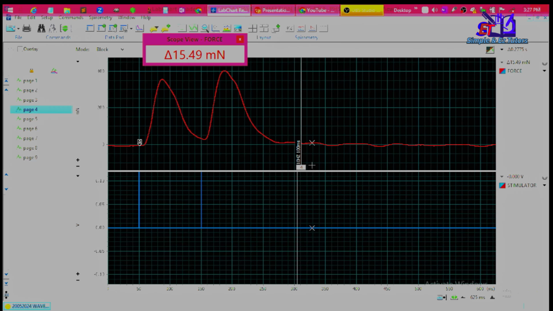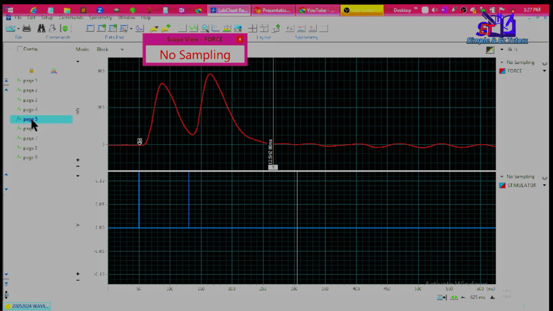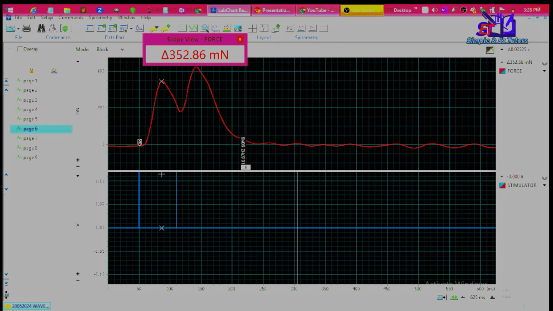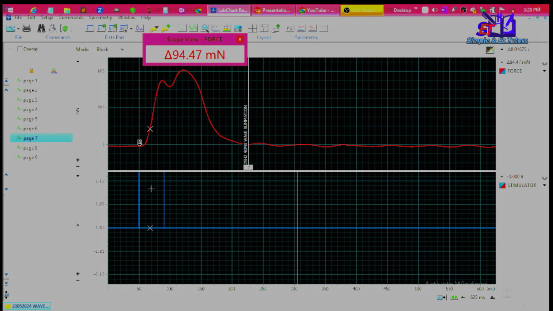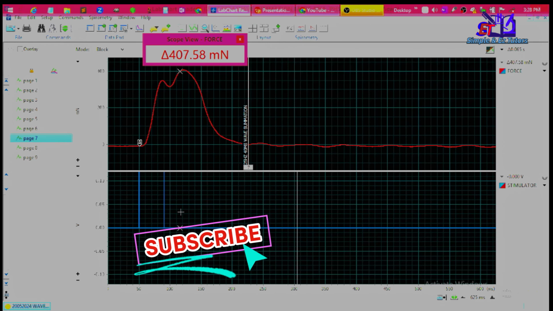Our comment here is 100 millisecond. Let's move for the next value. This one is for 80 millisecond on the table. 337.63 for the second wave. 389.25 millinewton. 352.86 millinewton for the first. The second is 430.81 continuously, and for this one 358.28 millinewton for the second value.